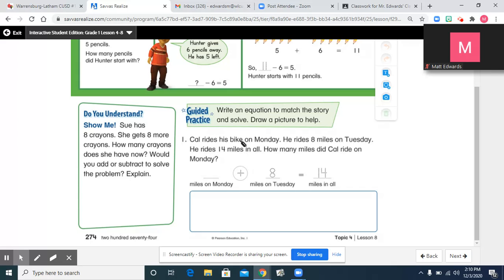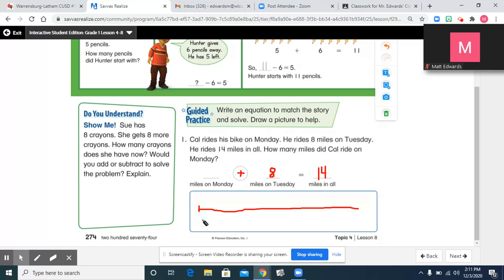Okay, it says Cal rides his bike on Monday, but it doesn't say how many miles he rode. It did say how many miles he rode on Tuesday. So trace the 8 in this blank. Then it says he rides 14 miles in all. So that would be our sum right here. And the book chose to add. So we're going to add. Now, just like on the page before, the addition equation, you have to figure out this blank right here. Okay? So you could use a number line. I'm going to draw a number line to try to help me solve this problem.